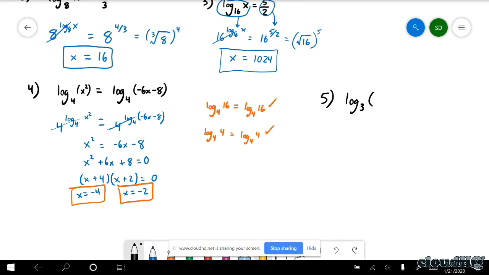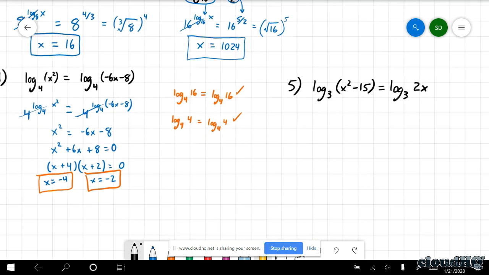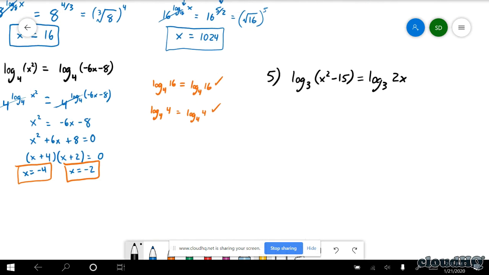Let's do another one. Log base 3 of x squared minus 15 equals log base 3 of 2x. Good news is, logs on both sides, they're both the same kind. I'm going to exponentiate. Now I'm starting to get lazy. Instead of rewriting it, maybe I can just do that. Is that okay? I made them both exponents on 3. By just writing in the 3, I think that's okay.